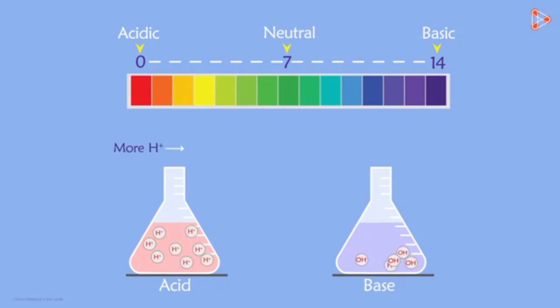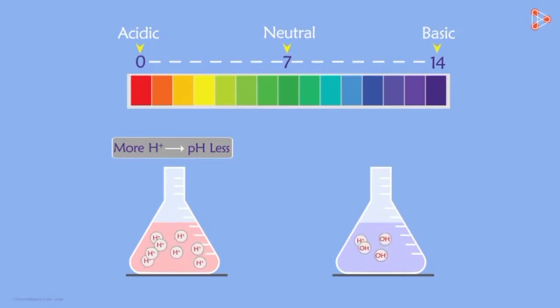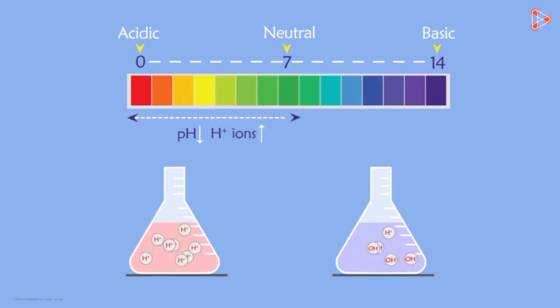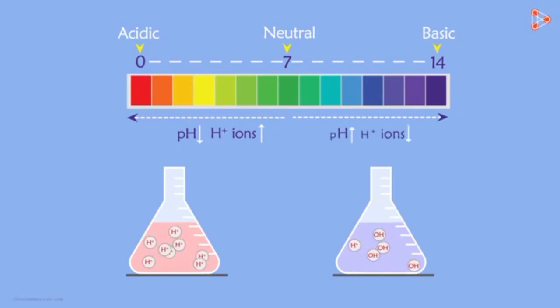More the concentration of the hydrogen ion, lesser will be the pH value. Yes, understand this well. More the concentration of the hydrogen ion, lesser will be the pH value. Now, if you look at the scale as we go towards the left, the pH value is decreasing, which means that if we go leftwards on this scale, the H+ ion concentration increases. And as we go rightwards, the H+ ion concentration reduces.